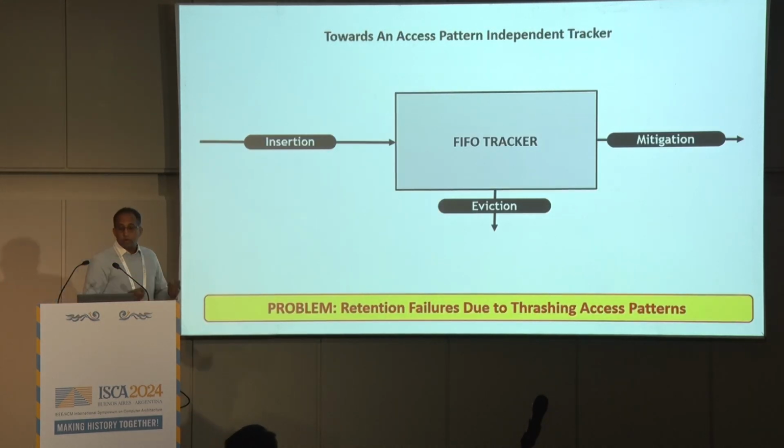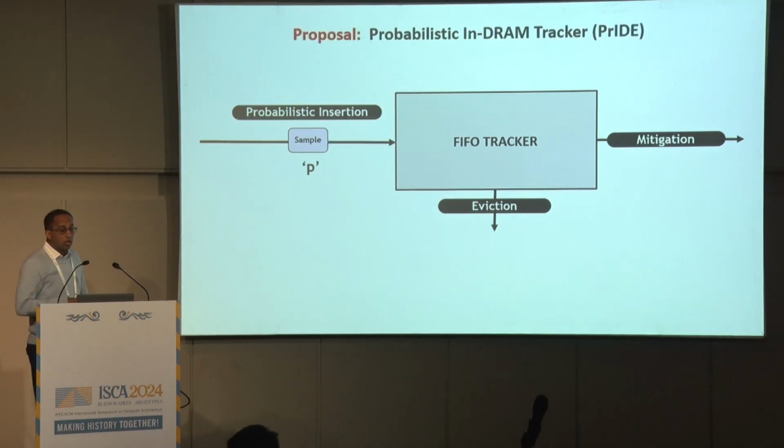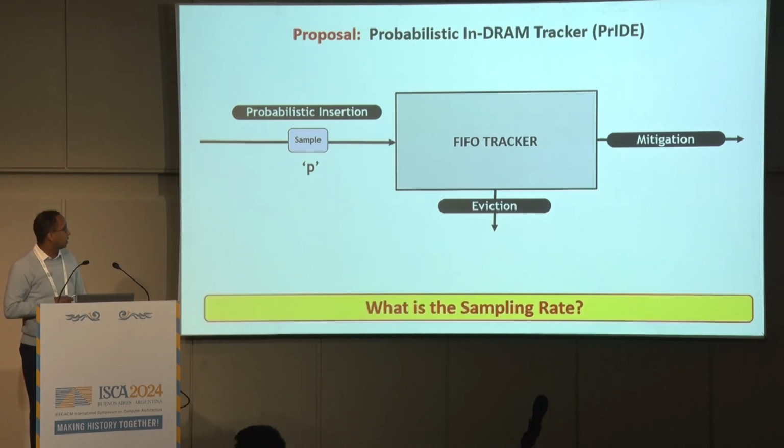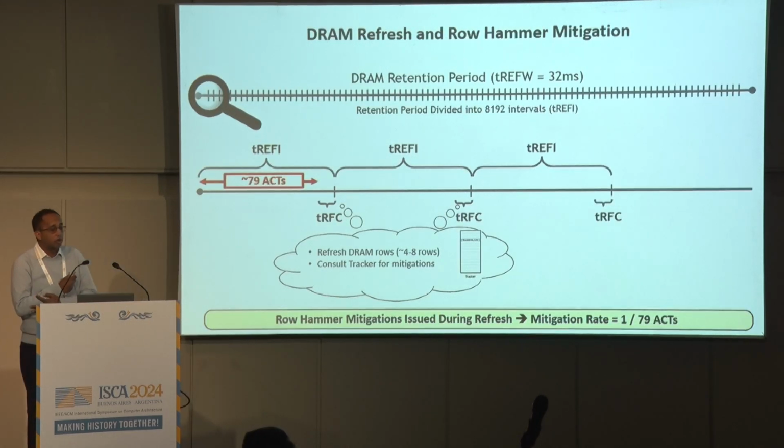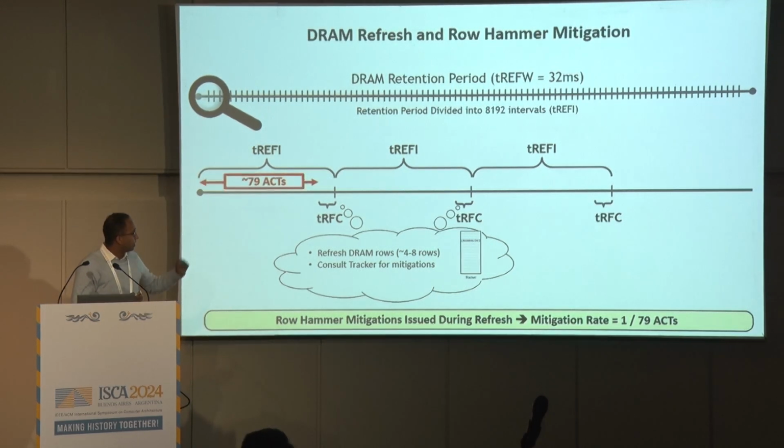If you just use a FIFO tracker, unfortunately, this is not access pattern independent, because if you design an access pattern that is larger than the FIFO size, you're going to constantly have retention failures. So to avoid this, we're going to propose a probabilistic insertion policy. Now, since the insertion policy is probabilistic, we need to identify the best sampling rate for it. To do this, let's go back and recall from our crash course on DRAM refresh that the Rowhammer mitigation was happening during the tRFC window.